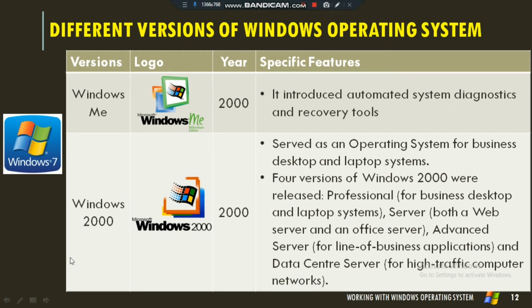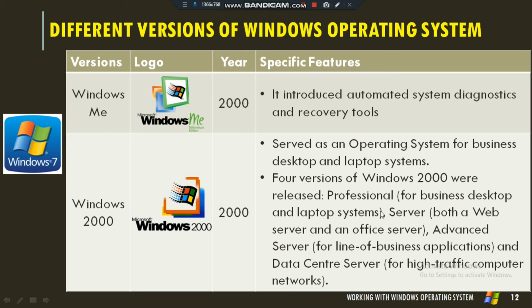And then Windows 2000, which was introduced in the year 2000. It served as an operating system for business desktop and laptop systems. So Windows 2000 can work on both desktop systems as well as laptop systems. In this, four versions were introduced. That is Windows 2000 Professional, used only for business desktops and laptops. And then the server side Windows 2000 OS, both a web server and an office server.